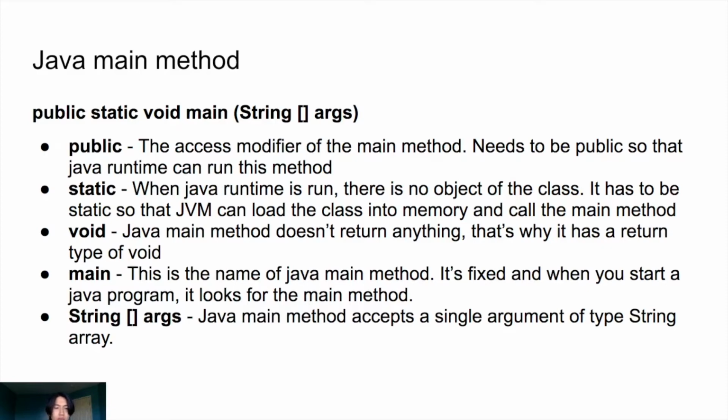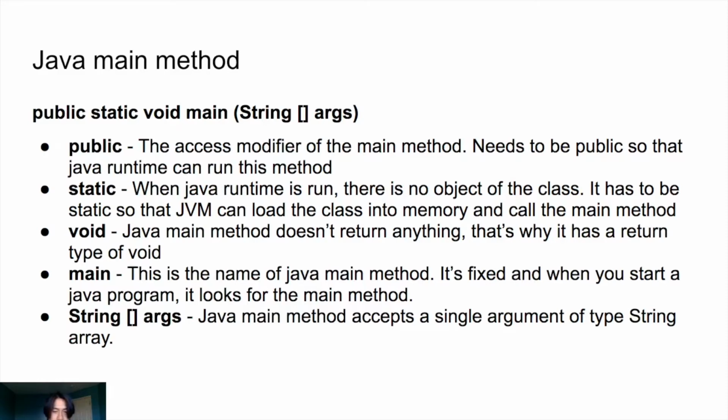After public, you always want to put static. When the Java runtime is run, there is no object of the class, so it has to be static so that the JVM can load the class into memory and call the main method. JVM stands for Java Virtual Machine, and it's basically a virtual machine that allows your computer to run Java code.